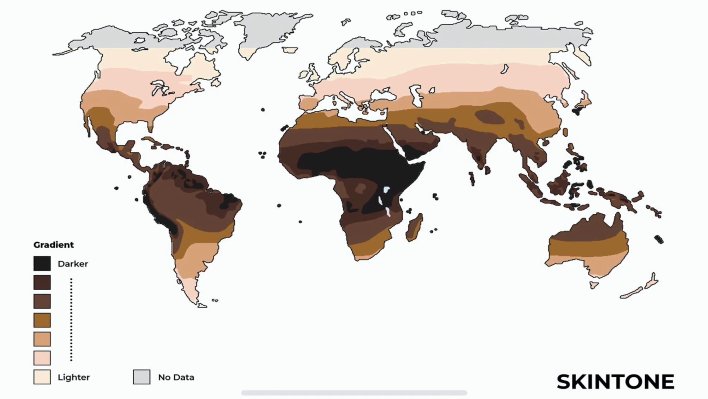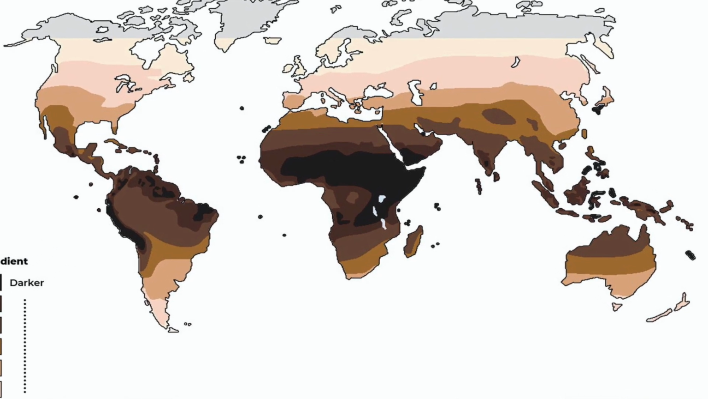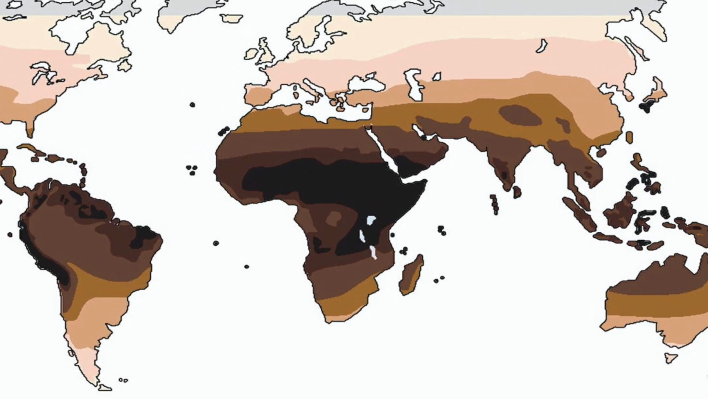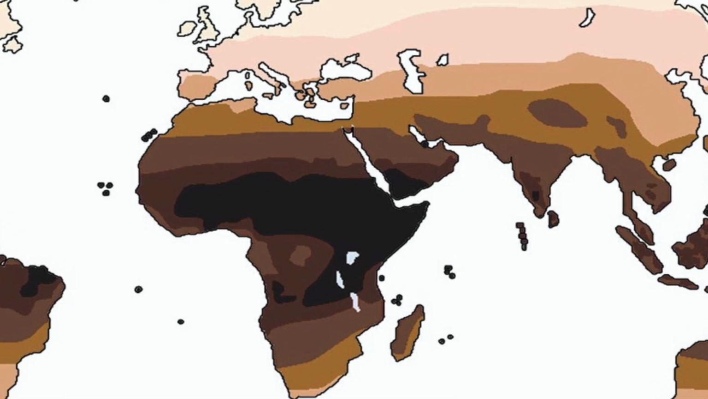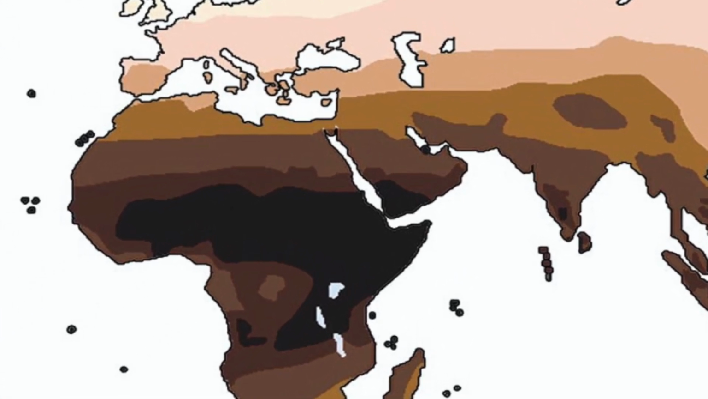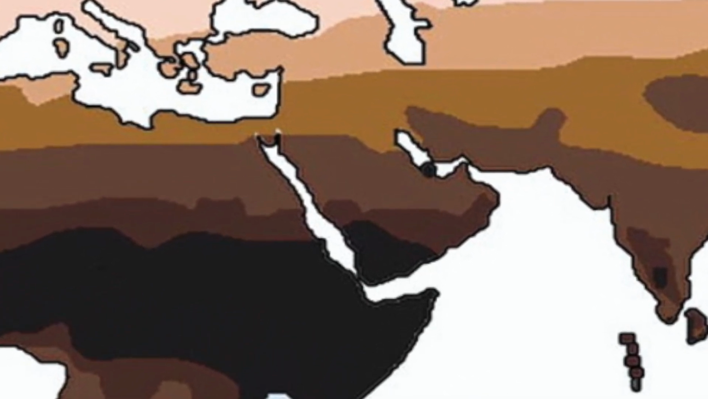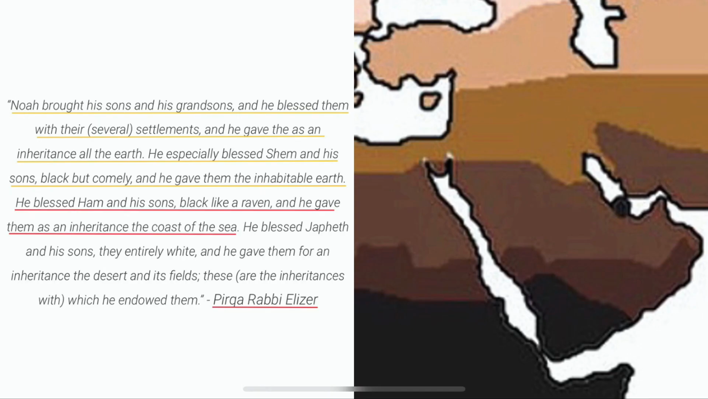Furthermore, this fits with the indigenous world skin tone map, with the Middle East populations being light brown, medium brown, dark brown, and black. But this essentially confirms in a roundabout way what early Jewish, Christian, and Muslim writers said about the descendants of Shem, looking light brown, medium brown, dark brown, and even black skin. From Rabbi Eleazar, he blessed Shem and his sons black but comely, and he gave them the inhabitable earth.